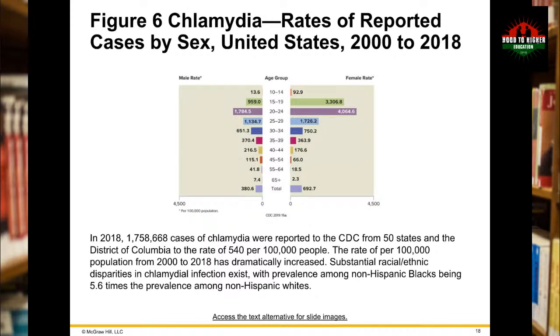Figure 6 is chlamydia. Rates of reported cases by sex, United States from 2000 to 2018, right? You'll see a breakdown in the age group. Take time, take notes, and reflect.